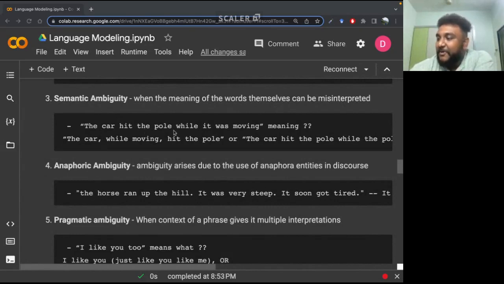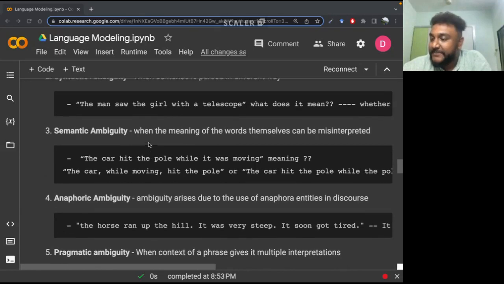The car hit the pole while it was moving. So if we read the sentence carefully, it's obvious that the car is moving, okay, because it hit the pole. So the car is definitely moving. The question is, is the pole moving? So while it was moving, does this "it" refer to the pole or the car, right? Maybe the "it" refers to the car because it's the most obvious choice, or it could be referring to the pole. So these are semantic ambiguities.